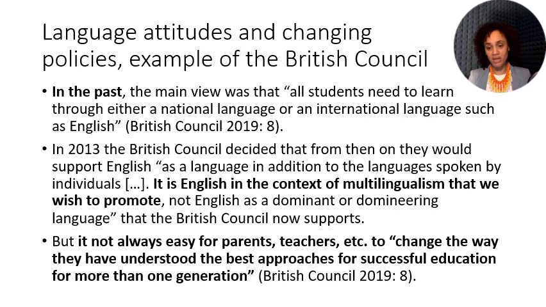Now, if you fast forward to 2013, there was a sort of U-turn where the British Council decided that from then on, they would support English as a language in addition to the languages spoken by individuals. And then it goes on to say a bit later that it is English in the context of multilingualism that we wish to promote, not English as a dominant or domineering language. So this is now the position of the British Council, and I'm hoping that you're all appreciating that. Wow, there's been a shift in terms of how they're now positioning English, and there's no longer clear evidence of a monolingual mindset, but on the contrary, a realization that English is coexisting with other languages, and that it's a bit foolish to consider it in isolation from those other languages.